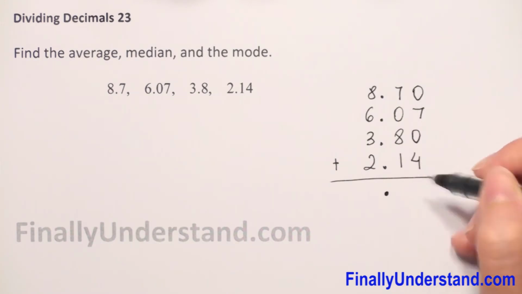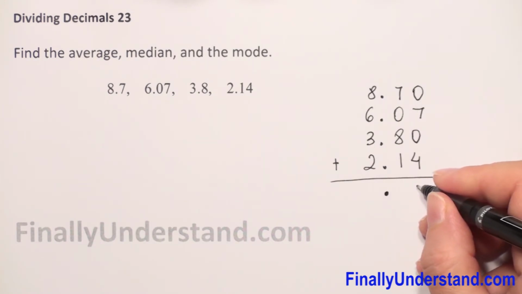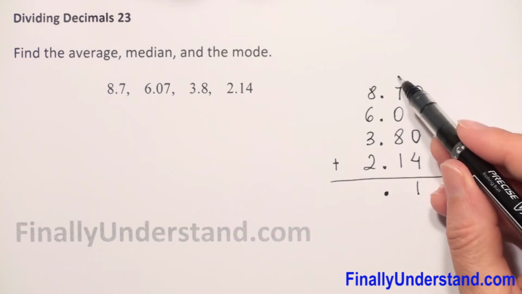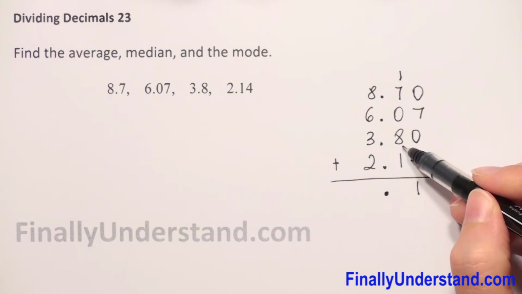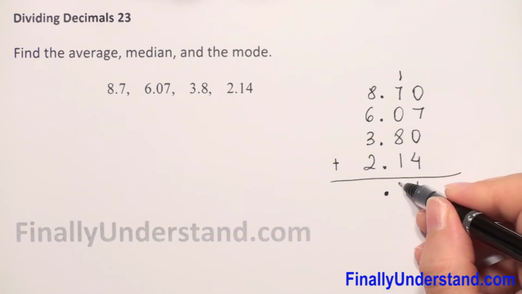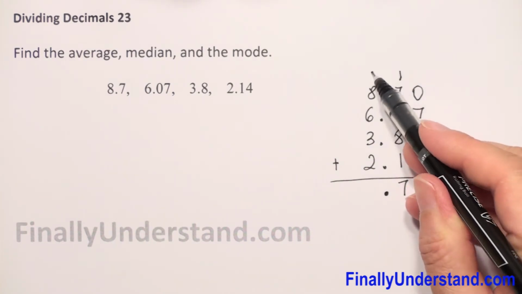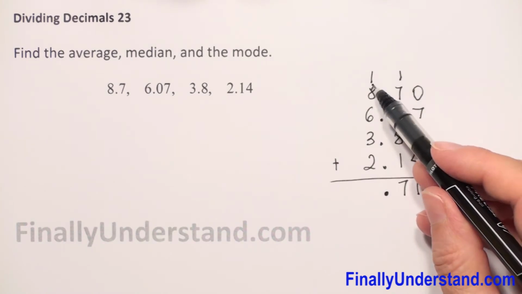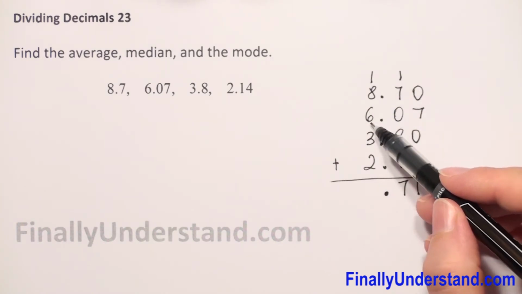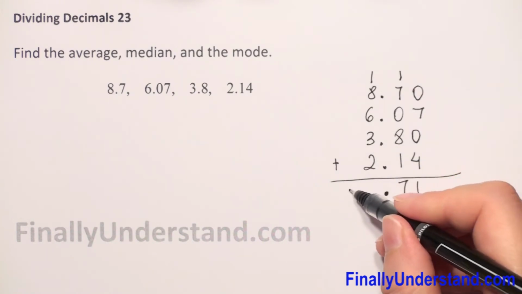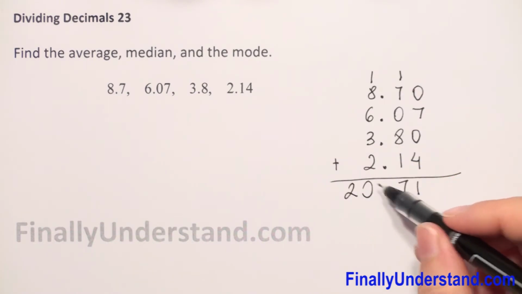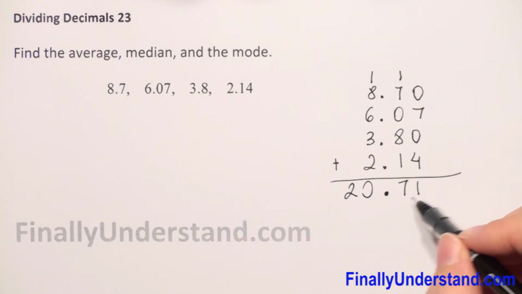So we have 7 plus 4 is 11, so we write 1, and 1 we add to the next column. 1 plus 7 is 8, plus 8 is 16, plus 1 is 17. So we write 7, and 1 we add to the next column. So we have 1 plus 8 is 9, plus 6 is 15, plus 5 is 20. So we got the sum, 20.71.